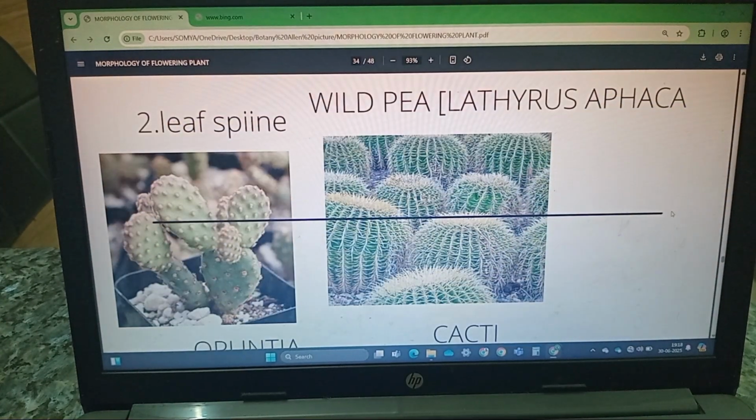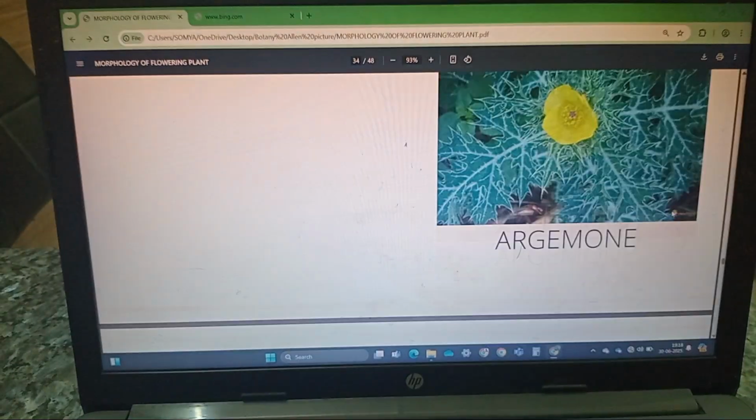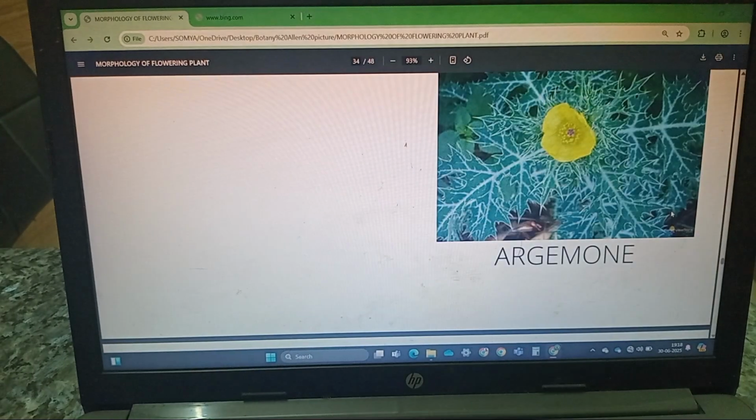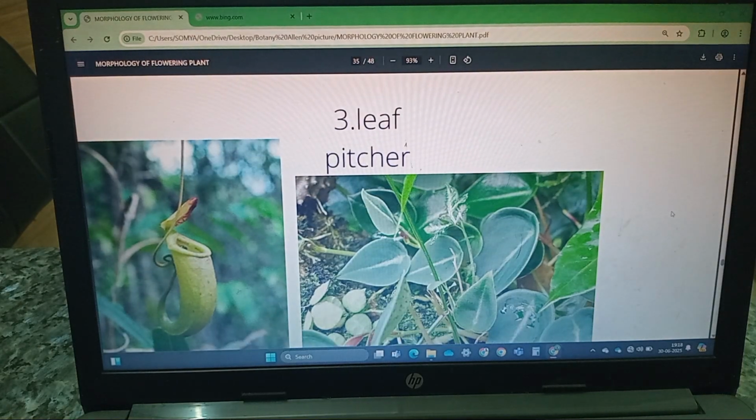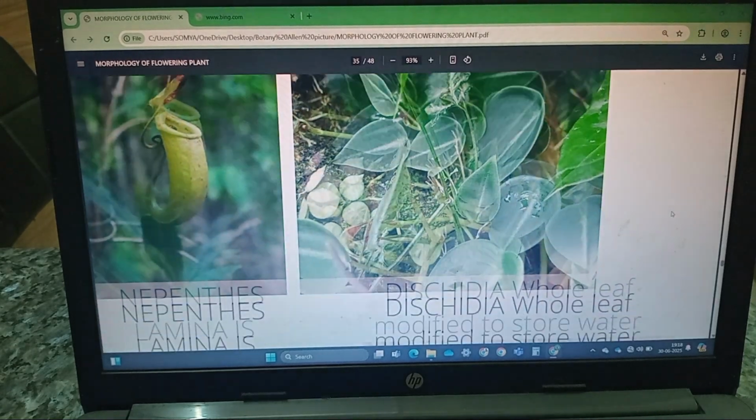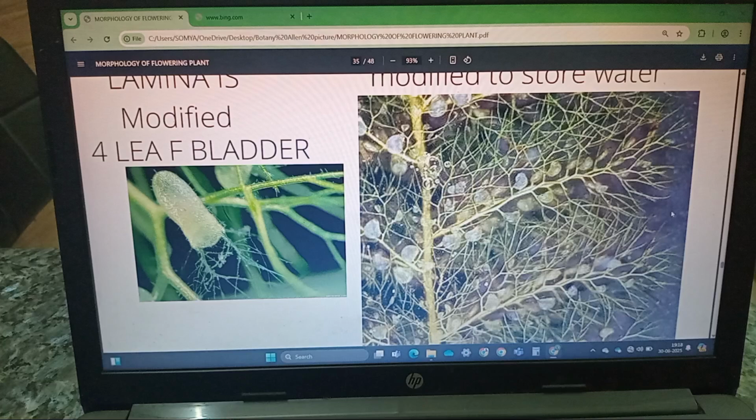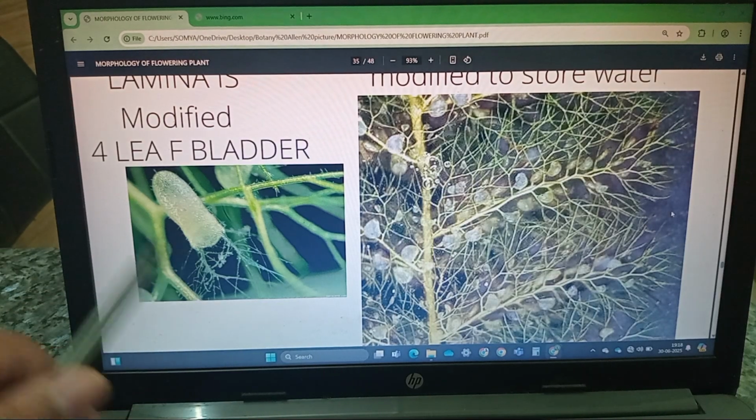The leaves are modified into spines in case of the cactus and argemone. This is argemone. Remember this argemone. This plant is argemone. Then the leaves are pitcher shaped in the pitcher plant, and the Venus flytrap. This is an insectivorous plant. Then the leaves are modified into small bladder-like structures in utricularia. It's also an insectivorous plant.